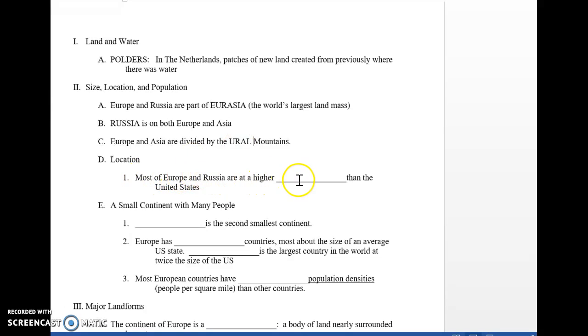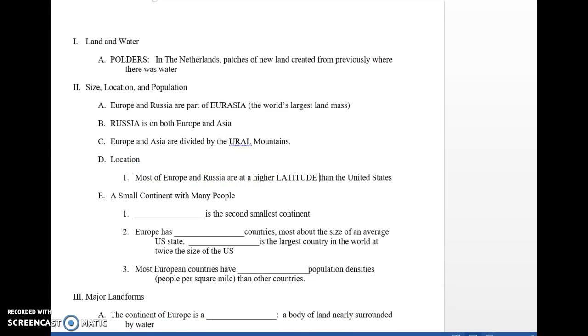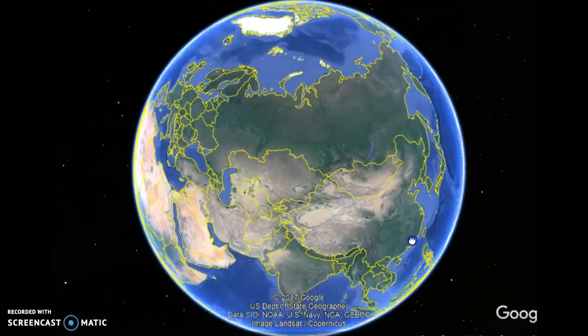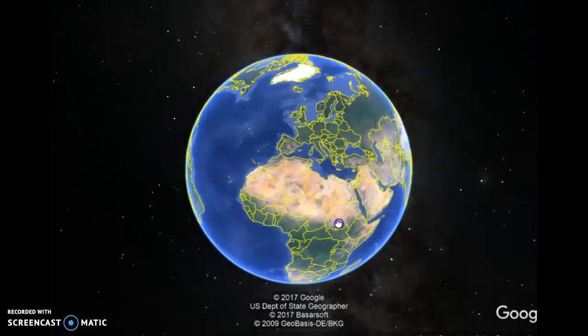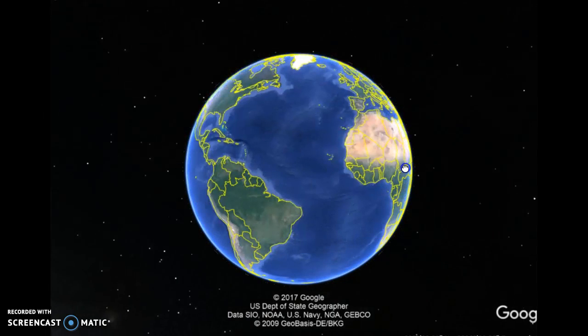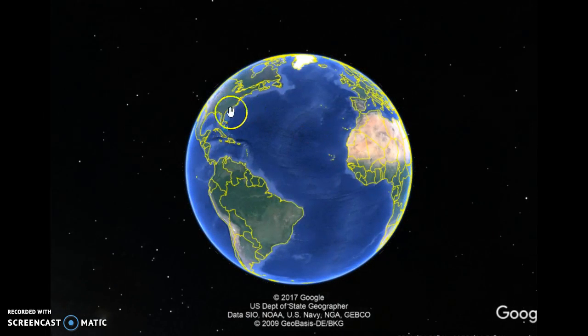Most of Europe and Russia are at higher latitude than the United States. If you look at it, here's Europe, kind of shrink it. Where's the United States? Here's the United States. Latitude, remember, are the horizontal lines. So if you come to Washington, D.C., New York City, that's really Southern Europe. Most of Europe is closer to the latitude of Canada.